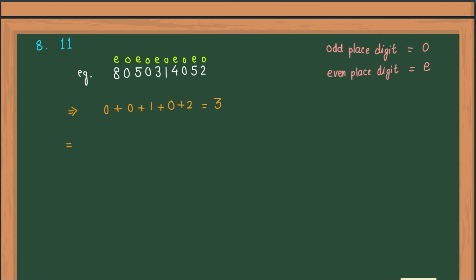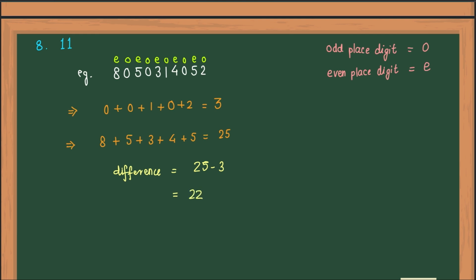Then do the same thing for the even one. This will be 8 plus 5 plus 3 plus 4 plus 5. You will be getting this as 25. Now, what is the next step? The next step is that you will be doing the difference of these two. What will be the difference? 25 minus 3, which gives us 22.